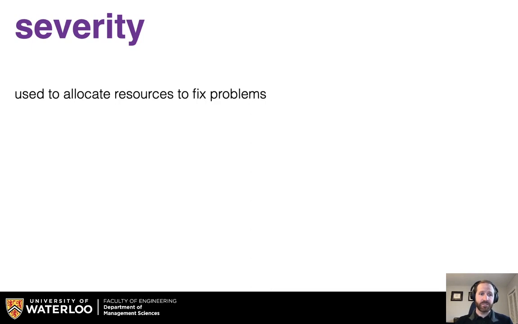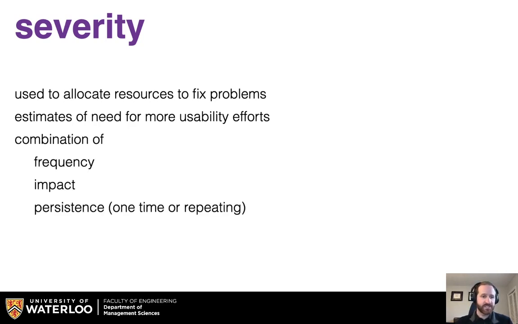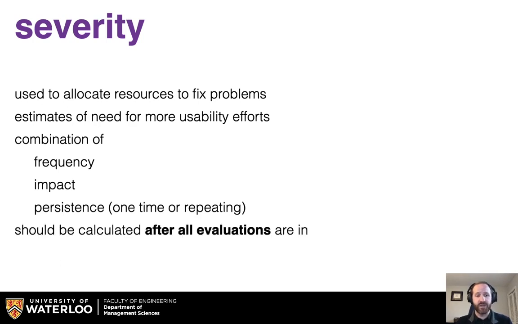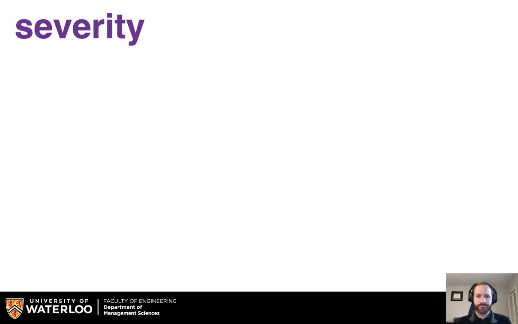Severity is really important. It's used to allocate resources to fix problems and gives you an estimate of the need for more usability efforts. It's a combination of frequency, impact, persistence, is it one time or is it a repeating issue? And it should be calculated after all evaluations are in. So everyone comes through, they maybe take their own idea of the severity, and then you want to amalgamate everything to come up with a final conclusion of what that severity is. And it should be done independently by all judges, right? So everyone should voice their own severity, and then eventually you consolidate.